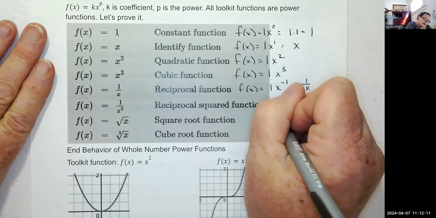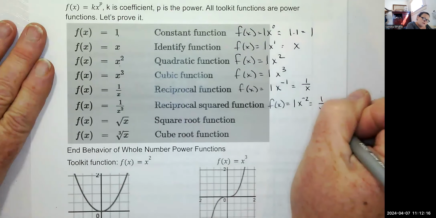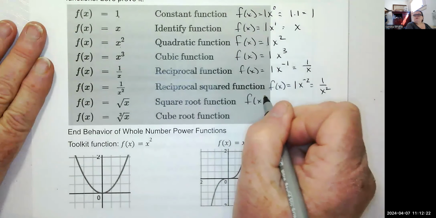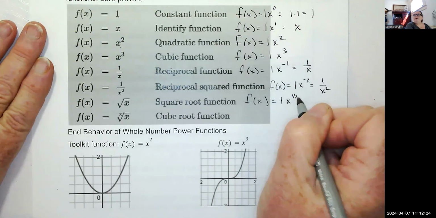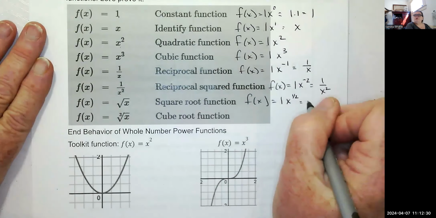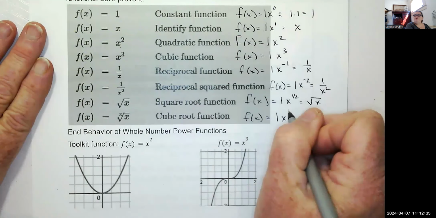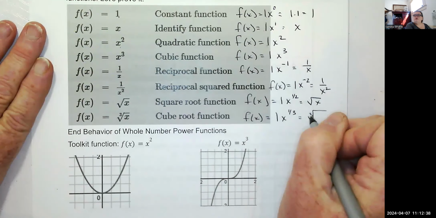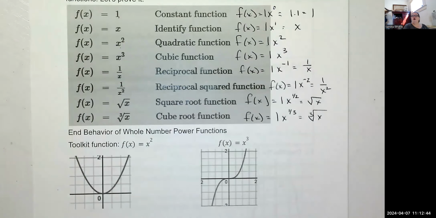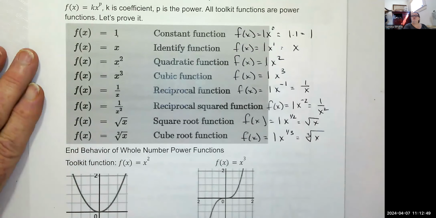Reciprocal squared, same thing: f(x) = 1 x to the negative 2, which is 1 over x squared. Square root function: f(x) = 1 x to the 1/2 power, which is equal to the square root of x. And the last one is f(x) = 1 x to the 1/3, which is the cube root of x. Those are just proving that all of our toolkit functions are truly power functions.